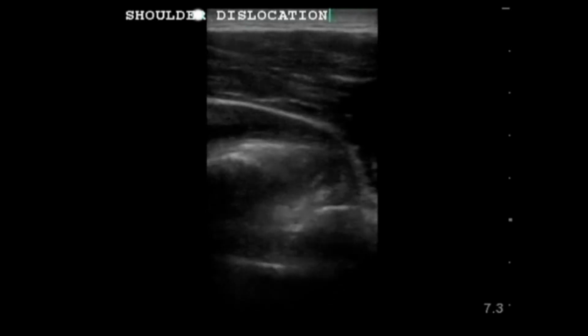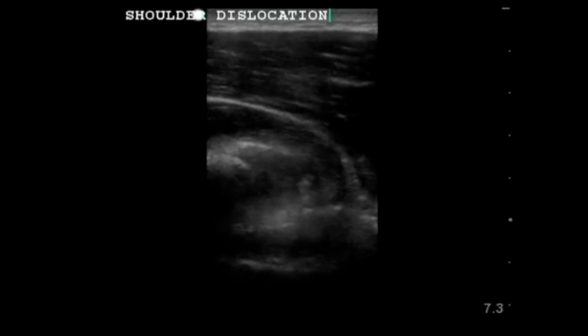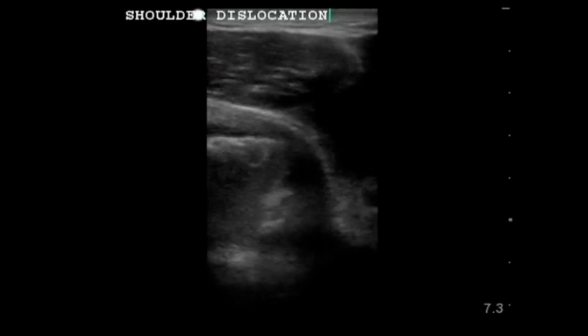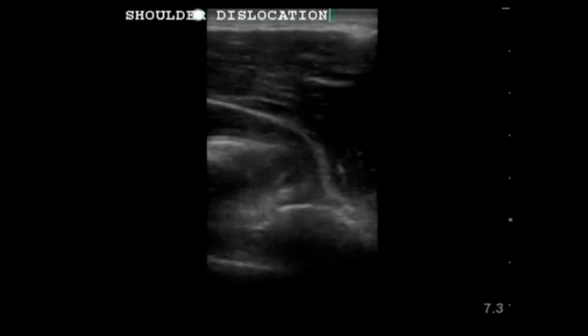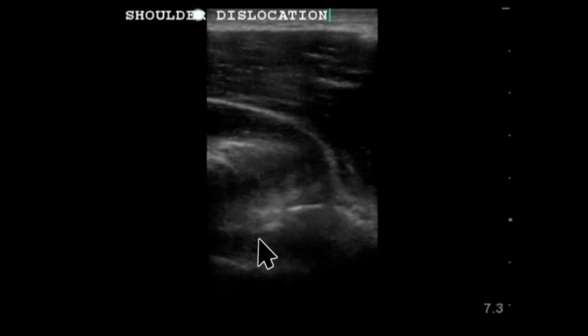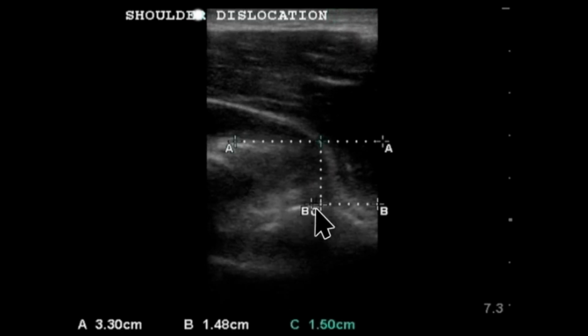This is an example of a shoulder dislocation. This is a right shoulder, but this time one can see the humeral head is actually quite anterior compared to the glenoid. So here's the glenoid, here's the humeral head in an anterior dislocation. The distance is 1.5 centimeters. One can see that this represents posterior and this is anterior. So this humeral head is 1.5 centimeters anteriorly relative to the glenoid rim.